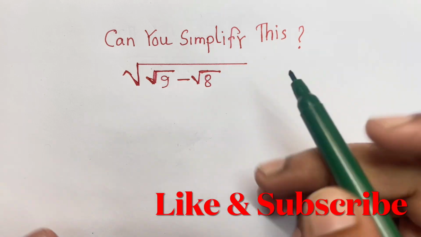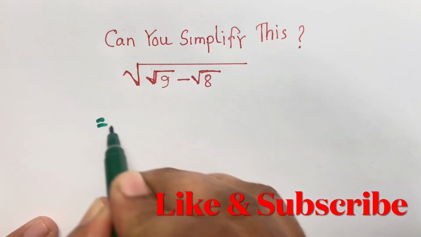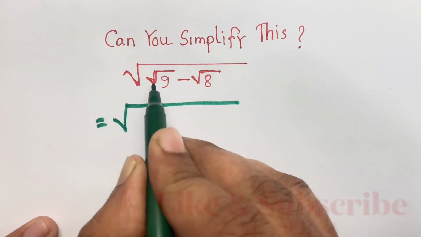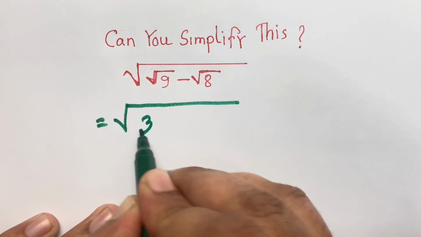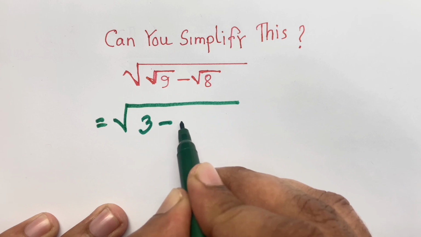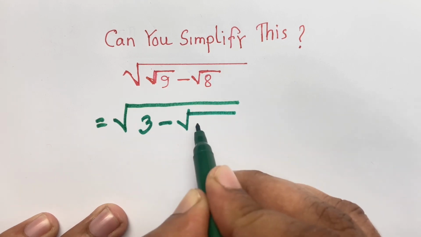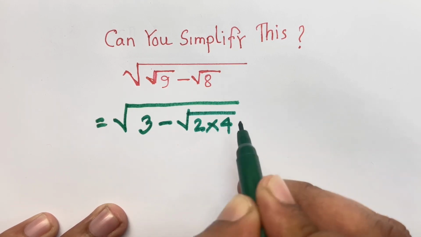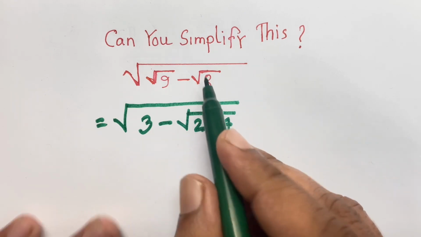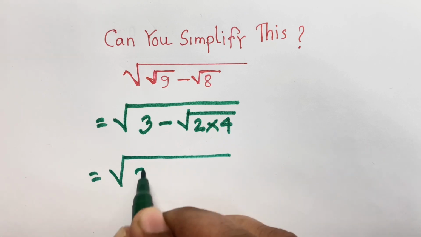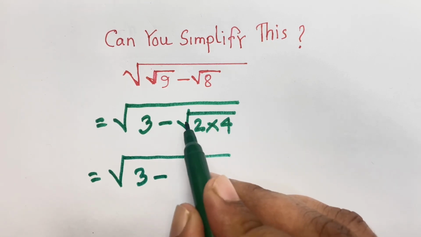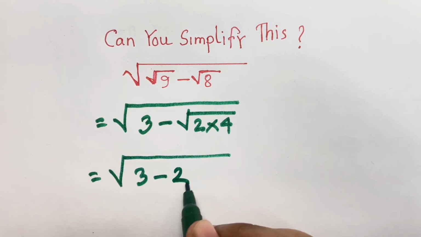So now, first of all, I can say root over 9 is equal to 3. So root over 9 is equal to 3, and here is square root of 8. So I can say easily square root of 2 multiply 4. We know that 2 multiply 4 is equal to 8. So square root of 4 is equal to 2, and here is square root of 2.